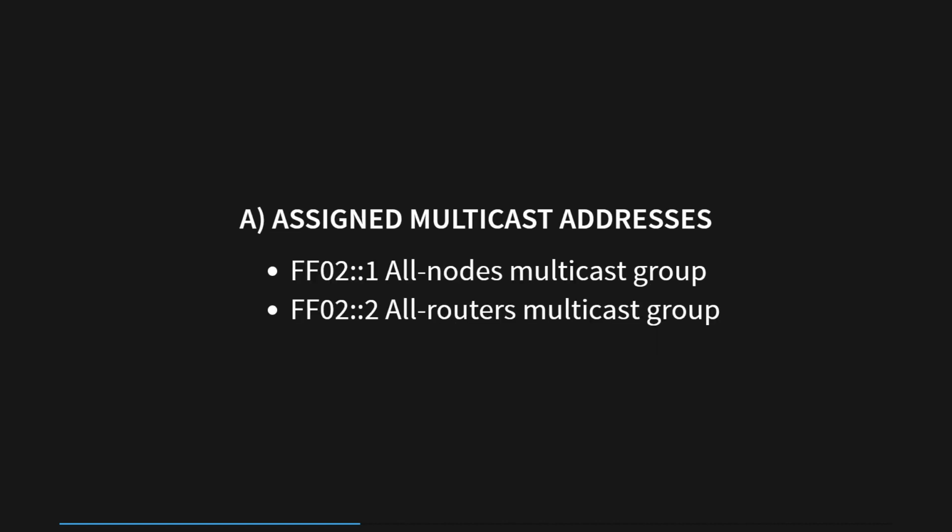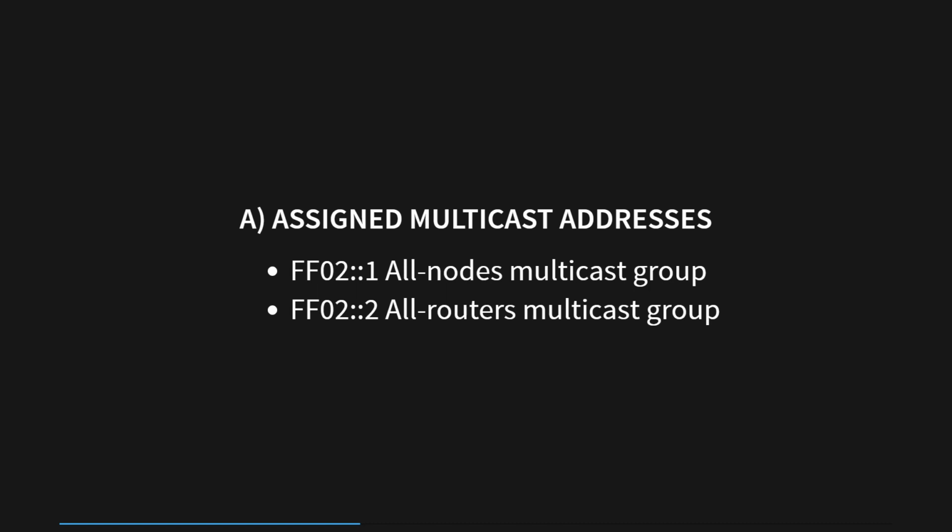FF00::/8. Assigned multicast addresses. Assigned multicast addresses are used in context with specific protocols. Two common IPv6 assigned multicast groups include the following: FF02::1, the all nodes multicast group. This is a multicast group that all IPv6 enabled devices join. As with a broadcast in IPv4, all IPv6 interfaces on the link process packets sent to this address.